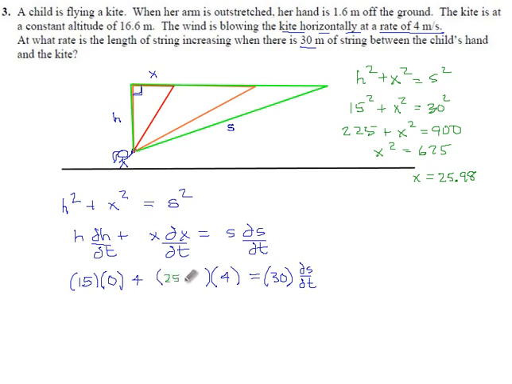So 25.98 goes there. So to solve for dS dt, I have to do my entire left-hand side and divide by 30. Now, because this term vanishes, my whole entire left-hand side is not as impressive as I make it sound. 25.98 times 4 divided by 30 gives me that dS dt is 3.46 meters per second. It's positive, which means the string length is increasing, which makes sense. This distance can only go up. And that should be our value.